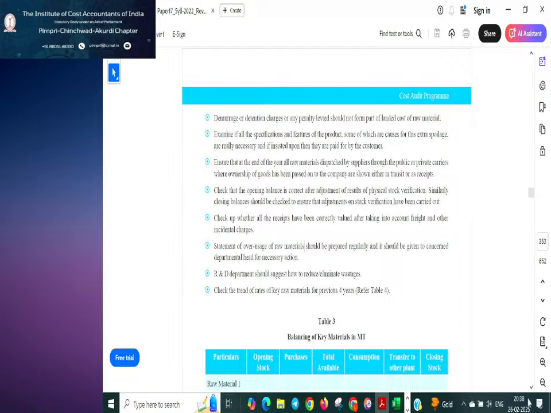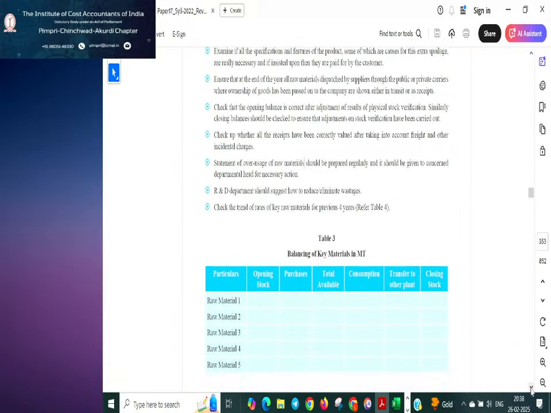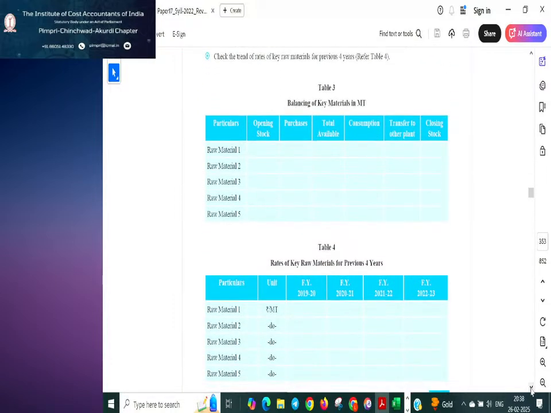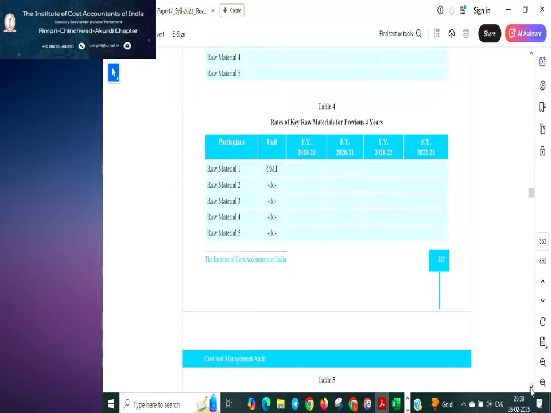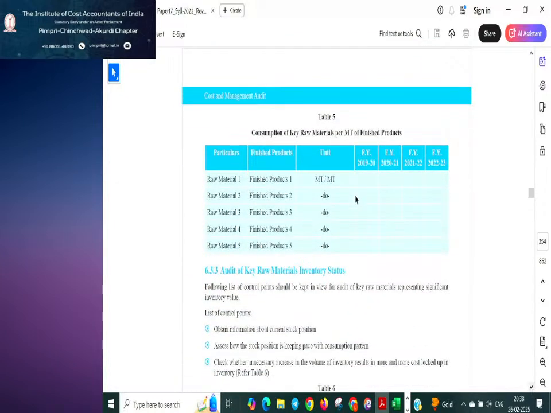So see how they have done key material balancing. Likewise, these are the records that we have to maintain.